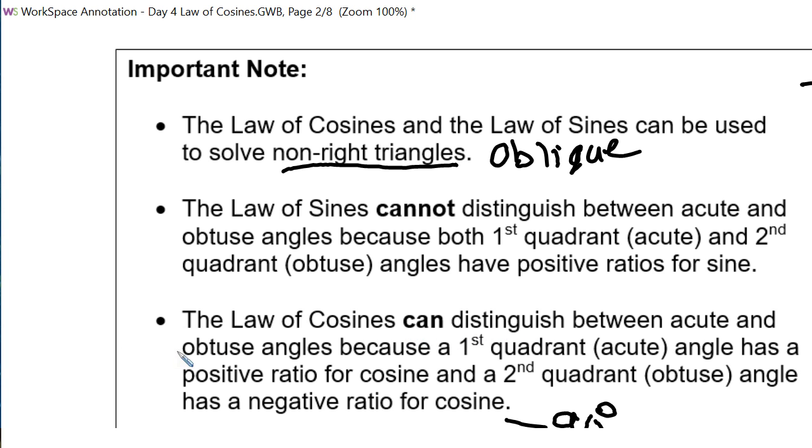Do not use the law of sines. You have to use the law of cosine. If you're solving for an angle and it could be more than 90 degrees, you have to use the law of cosine, so that the angle could be more than 90 degrees. If you use the law of sines, it might give you the wrong answer. It might give you an obtuse angle when it actually should be acute. So if the angle you're solving for is more than 90 degrees, do not use the law of sines. You must use the law of cosine.